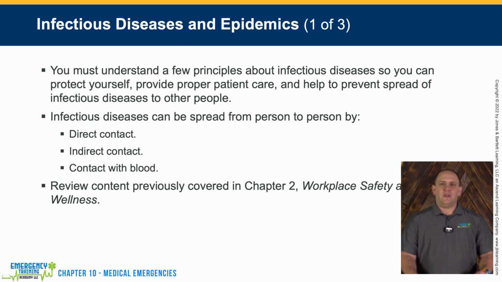We can also have infectious diseases or epidemics. We've all lived through COVID-19 at this point. That's one of those infectious diseases that spread person to person, direct contact, or in contact with the blood. We've talked about protecting ourselves from some of these things in chapter 2 when we talked about workplace safety and wellness. So just making sure that we are aware of infectious diseases that may be causing problems with patients and that we are taking steps to protect ourselves.